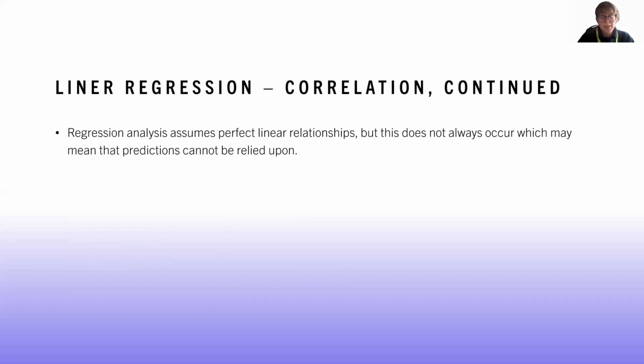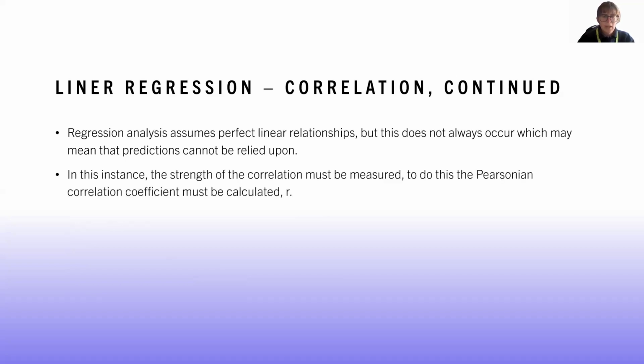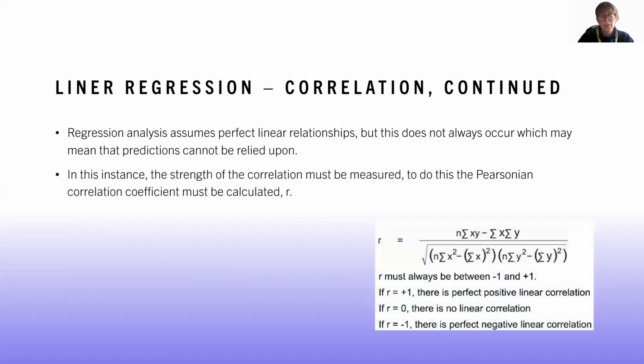So regression analysis is going to assume a perfect linear relationship, but this isn't always going to occur, which means that predictions cannot be relied upon. In this instance then, the correlation has to be measured. In order for a business to do this, they can use the Pearsonian correlation coefficient calculation. You may find this being referred to as calculation R, which can be seen as follows.